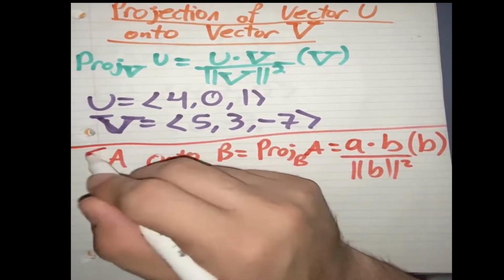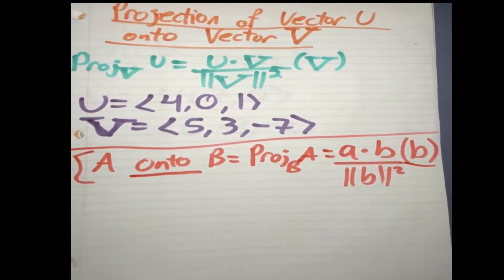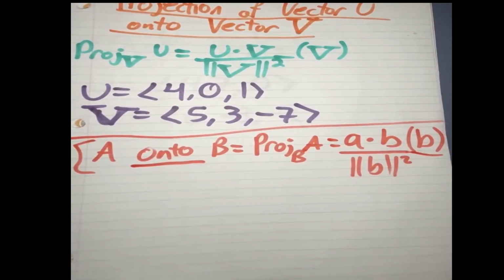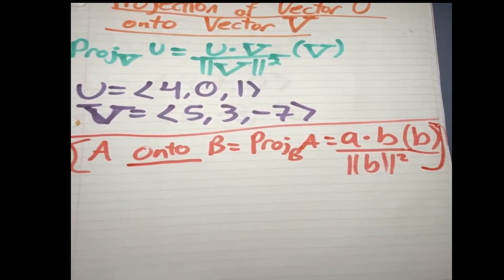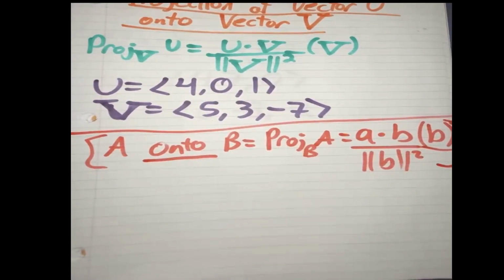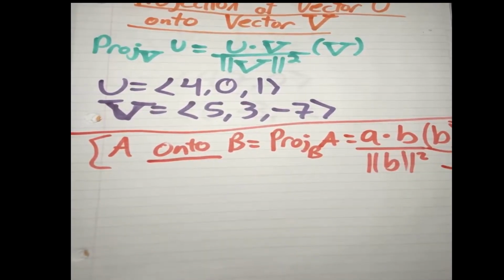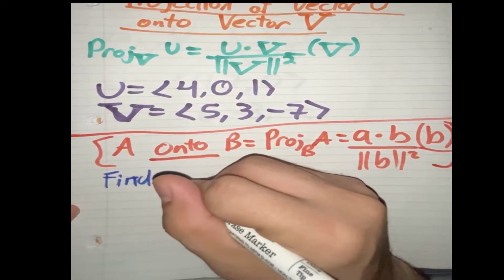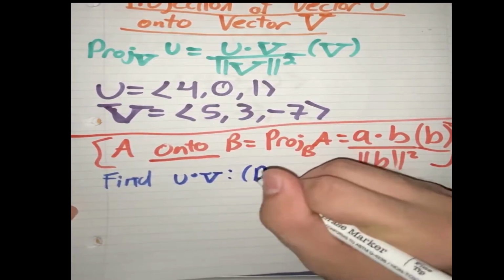Just follow this logic, so you don't trip up on these types of problems, because you could probably miss this problem if you don't know which vector is onto which vector. But if you follow this example right here, it'll work for every example. So without further ado, we're going to compute the projection of vector u onto vector v. The first thing we do is find the dot product, sorry, not the cross product, the dot product.